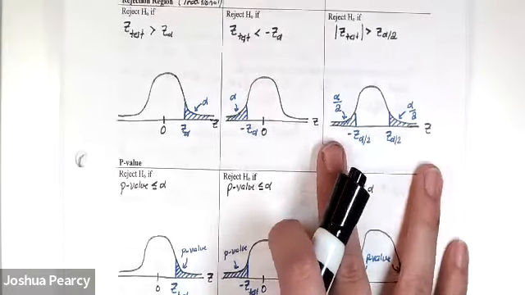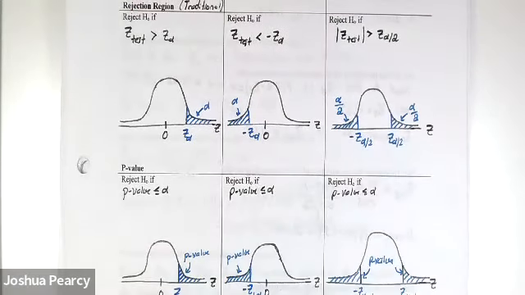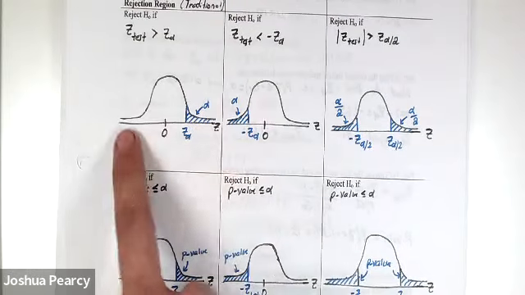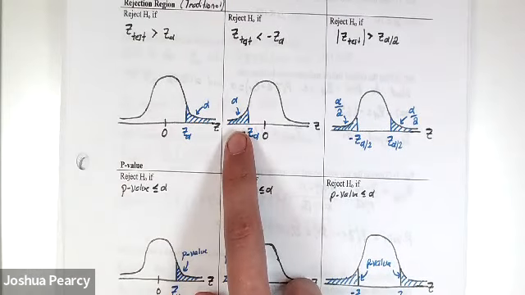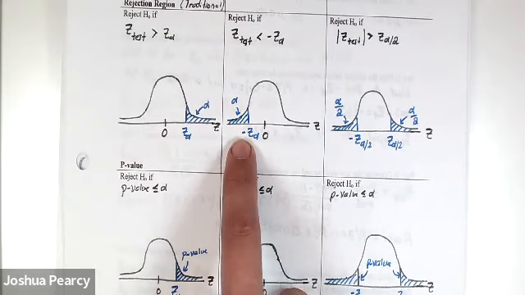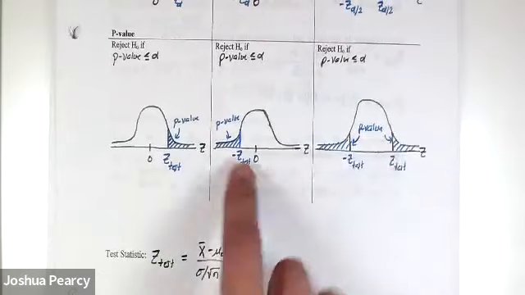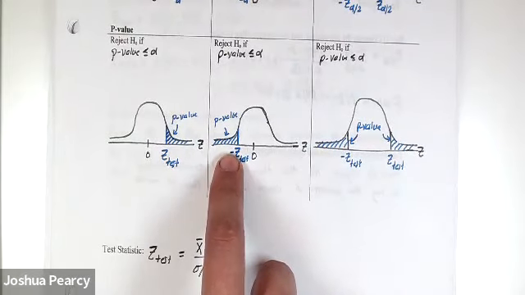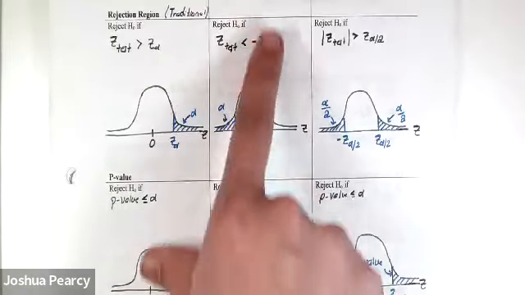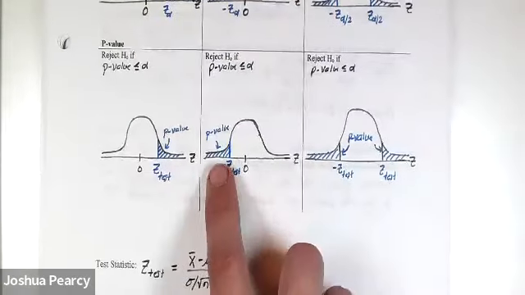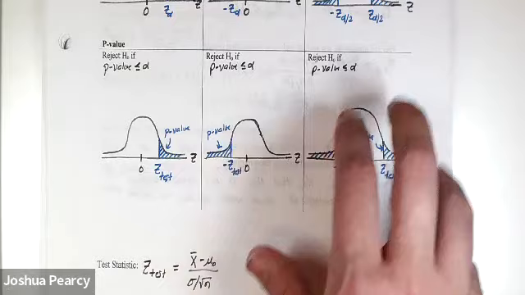Then using the same idea for a left-tailed test, it just flips around. So the critical region goes to the left-hand side here, and then we reject the null hypothesis for any test value that's less than this negative critical value here. And the same thing applies here. So the p-value is going to lie just to the left because the alternative is less than. And then we reject the null hypothesis if the p-value is less than or equal to alpha.